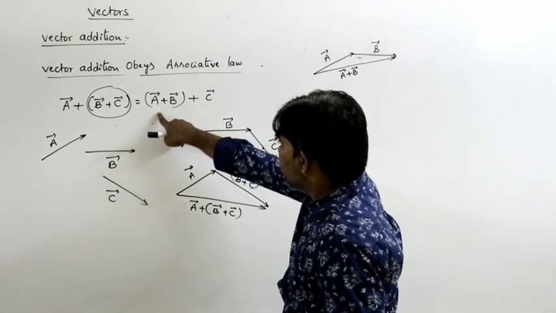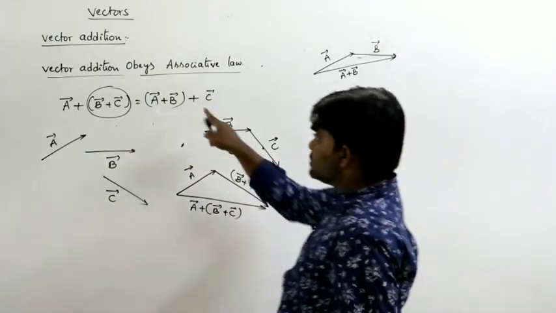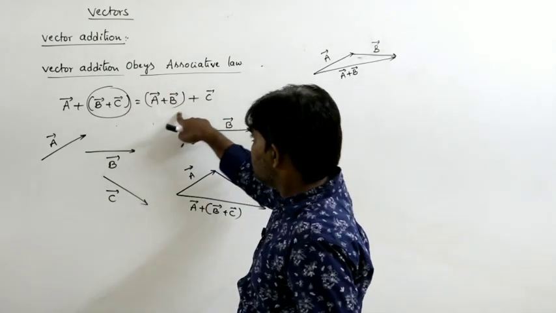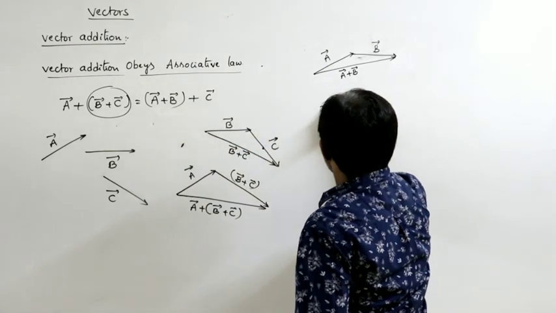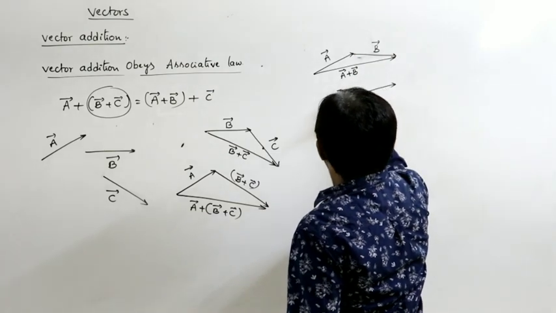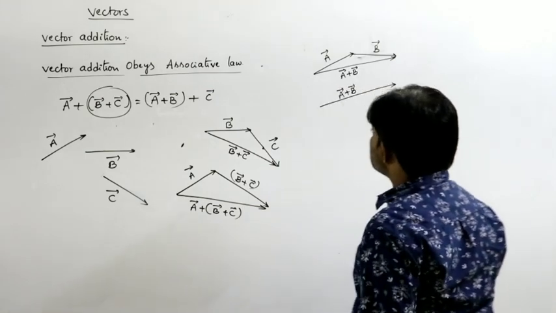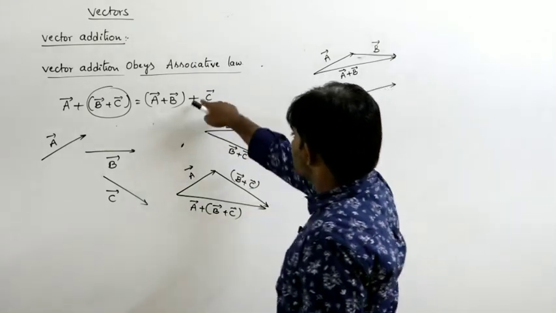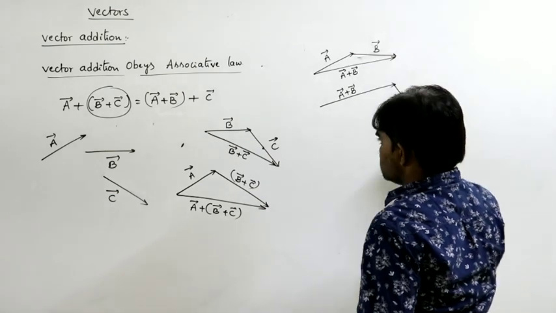Next, what we have to do? a bar plus b bar plus c bar. There are two vectors here: a bar plus b bar is one vector and c bar is the other. I am considering the same a bar plus b bar here, without changing its magnitude and direction, plus c bar. This is the direction of c bar.